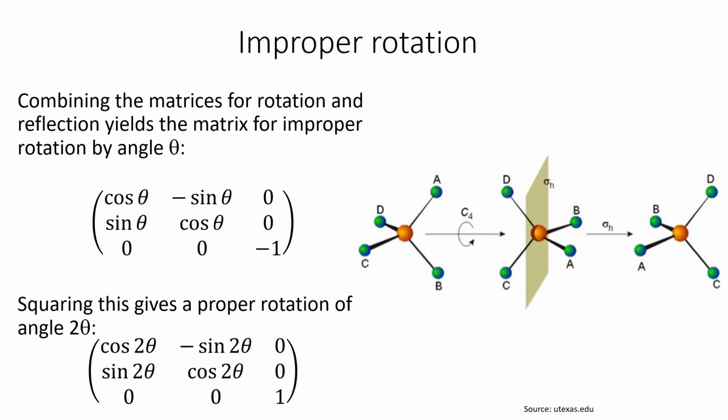And that's one of the features of improper rotations. When you do 2 of them, it turns into a regular rotation. So essentially if you do an even number of improper rotations, they look like proper rotations.